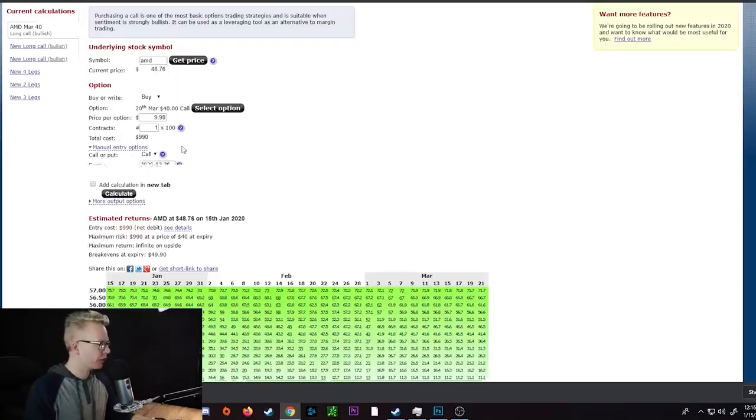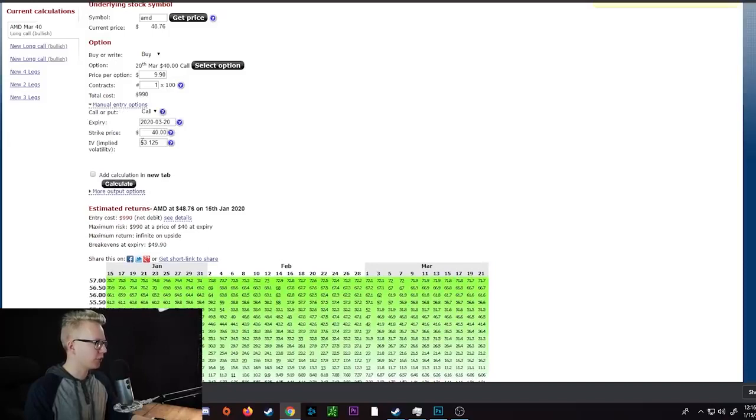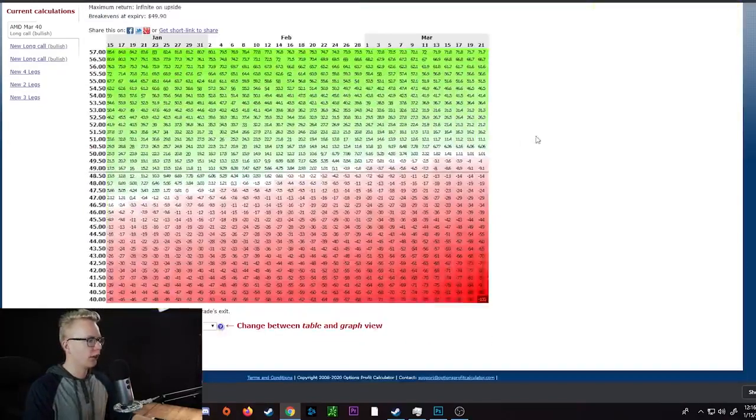Now let's also play around with implied volatility, which you can do by hitting manual entry options. If we change implied volatility from 53 up to something crazy like 80, notice how the green starts dropping into the lower half. So if nothing else changes, but today implied volatility just spikes, which is good for call options and put options, you are going to make money even though the stock price hasn't changed. So right where our break even normally would be, we're up $173.